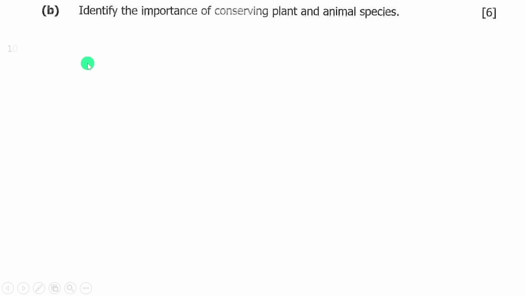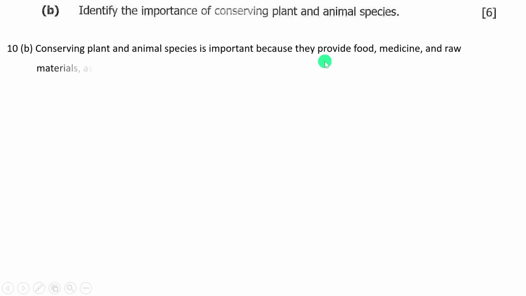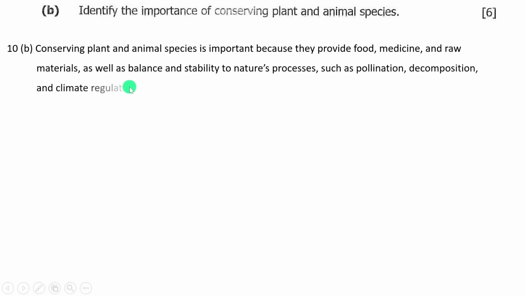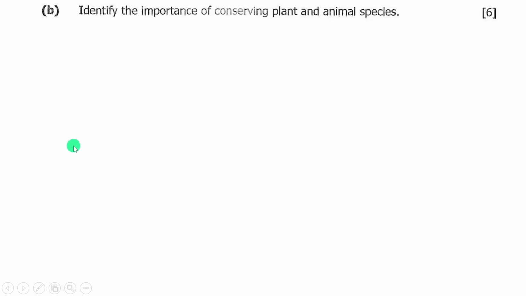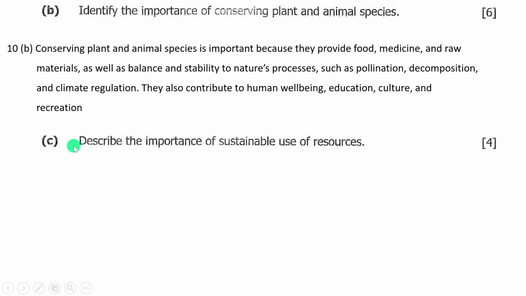So here we are going to say that conserving plant and animal species is important because they provide food, medicine, and raw materials, as well as balance and stabilize nature's processes such as pollination, decomposition, and climate regulation. They also contribute to human well being, education, culture, and recreation. Yeah. Then we come to part C here.